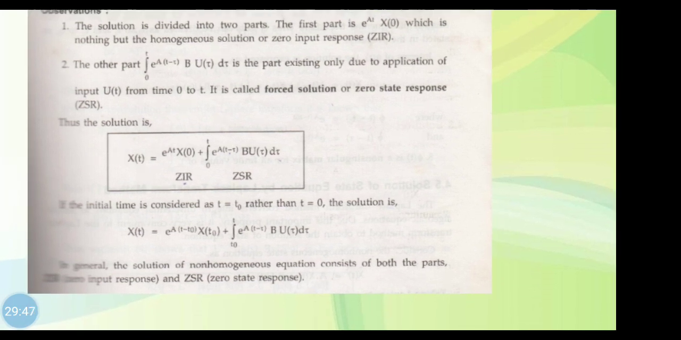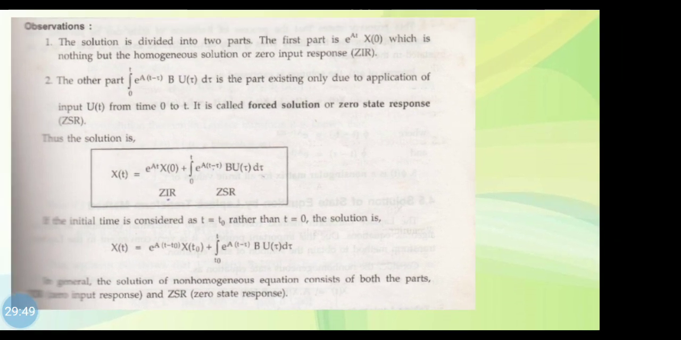Thus the solution is x of t is equal to e raised to at x of 0 plus integration 0 to t of e raised to a (t minus tau) b u of tau d tau. The first term is known as ZIR, zero input response. The second term is known as ZSR, zero state response.